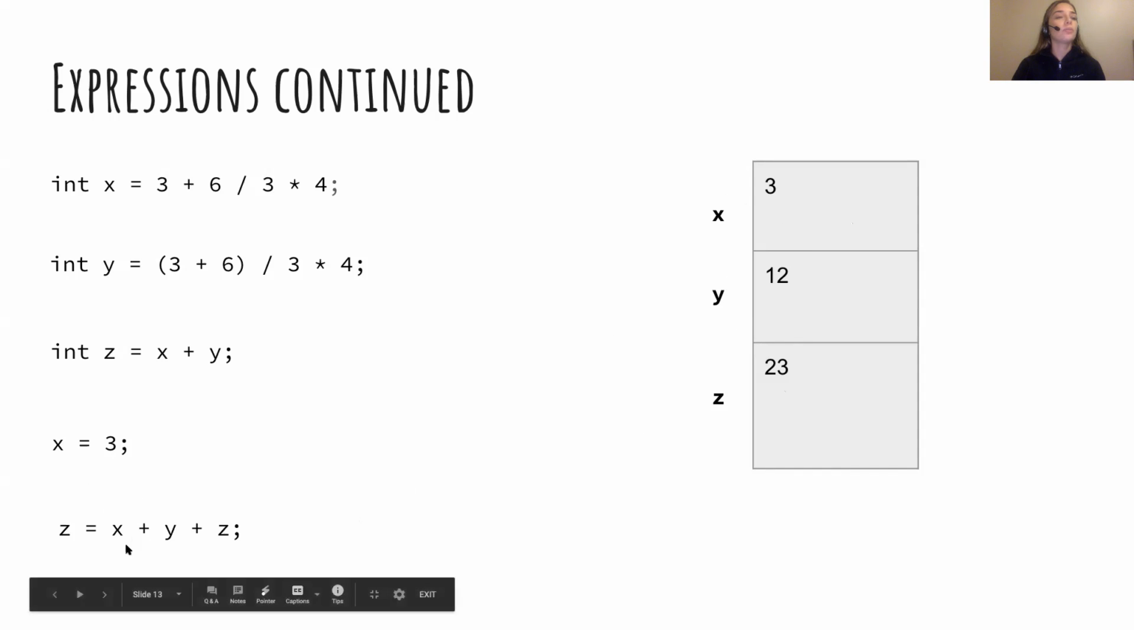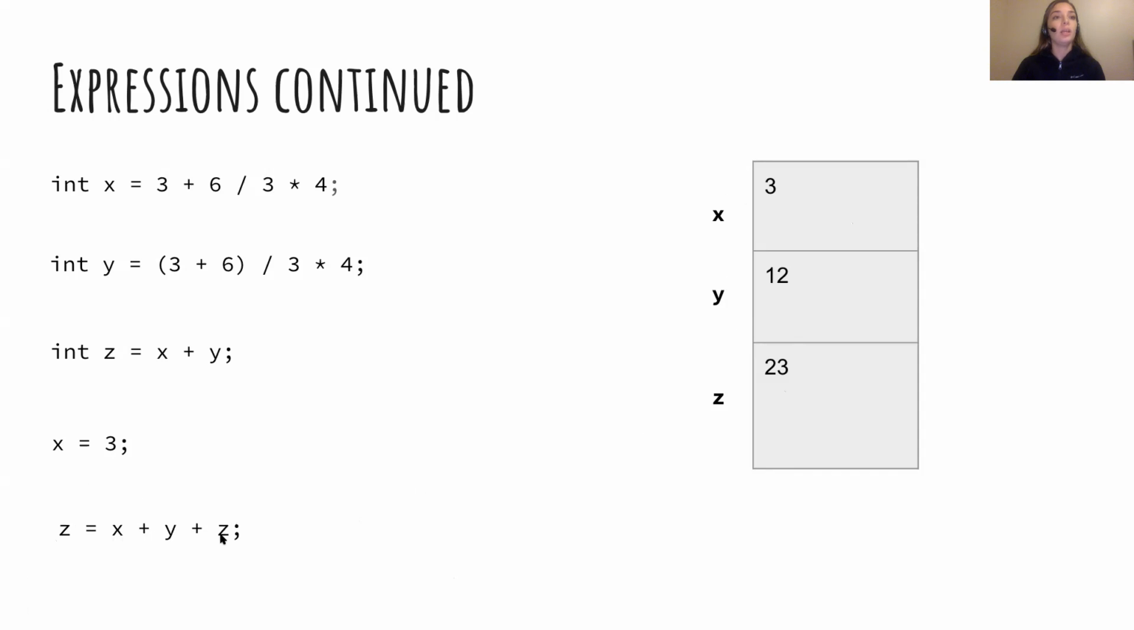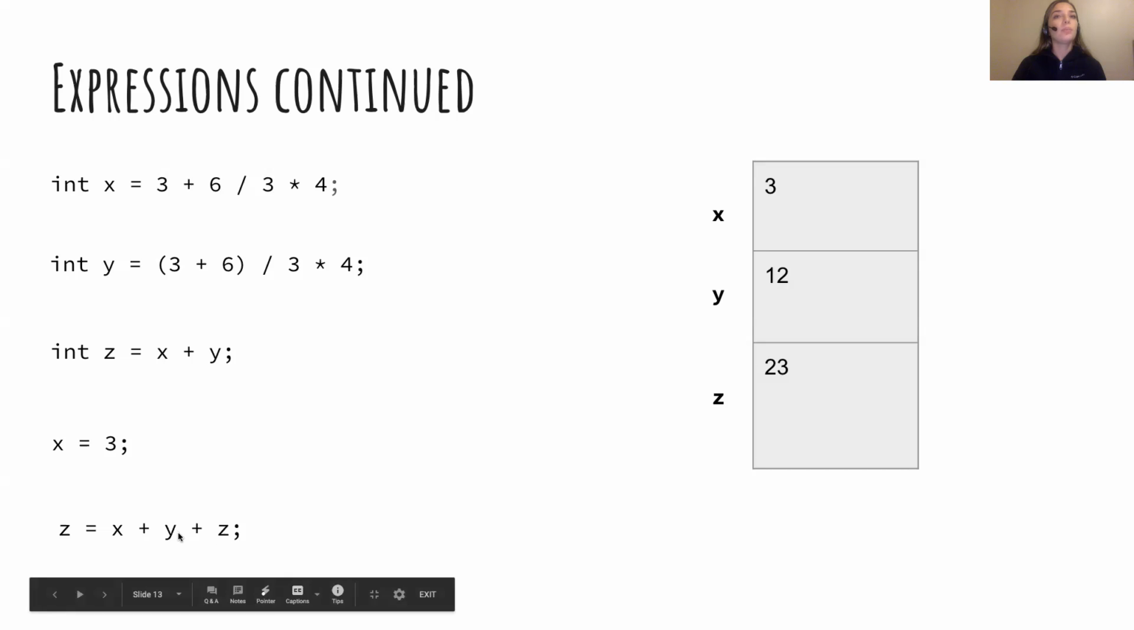Now, I know it's a little confusing because you see z equals and then you see z again here. What's going to happen is it's going to do everything on the right-hand side of this assignment operation. So it's going to look for x currently, look for y currently, and look for what z is currently. And z is 23. So it's going to add 23 plus 12 plus 3 and then put that value into z. So you'll see that z will actually get updated after this executes. And now it'll be 38.